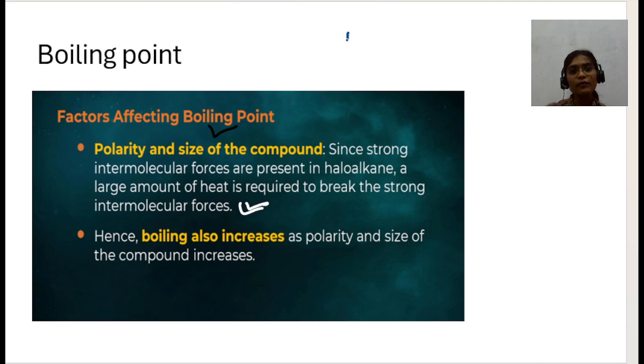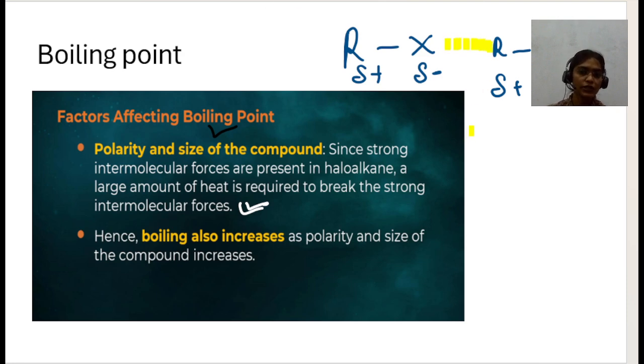Why? For example, if you have some RX, this one has a partial negative charge, this one has a partial positive charge. There is one more halogen compound, R positive X. This is partial positive, this is partial negative, and there is a force of attraction between this partial positive and partial negative. It is basically a polar bond, and it is very difficult to break a polar bond as compared to a non-polar bond. Okay, that's it. This is the simple meaning of boiling point here.